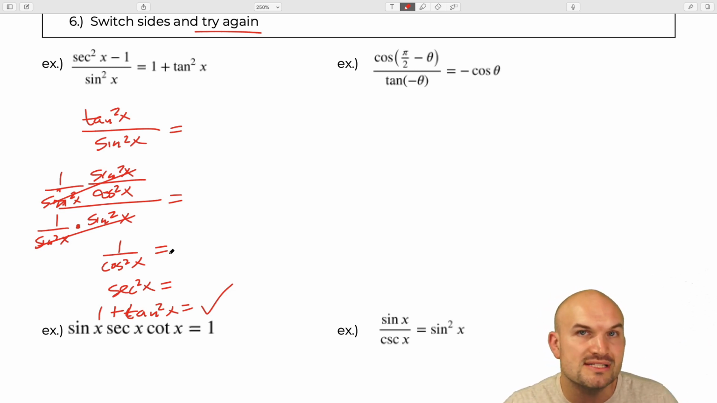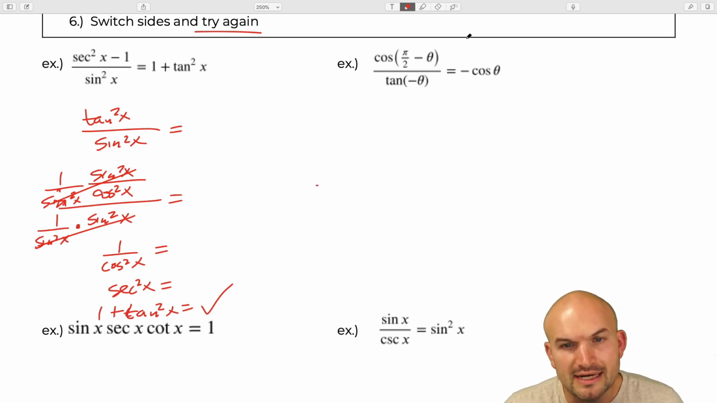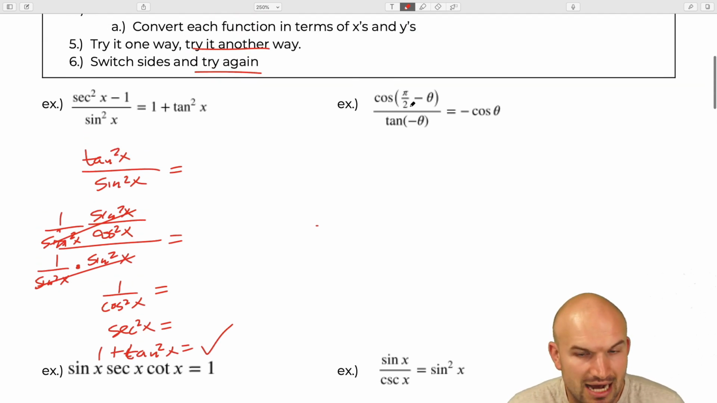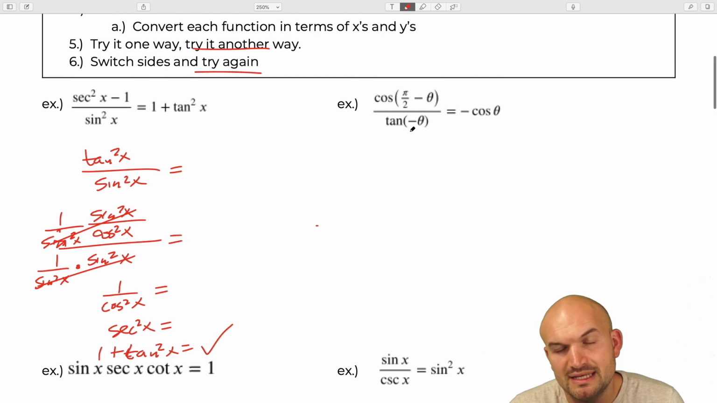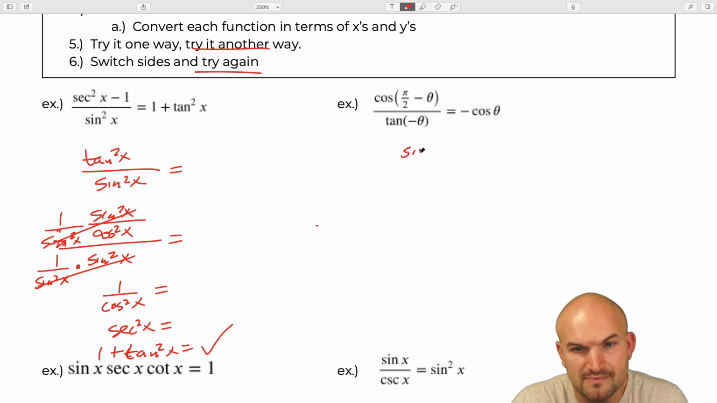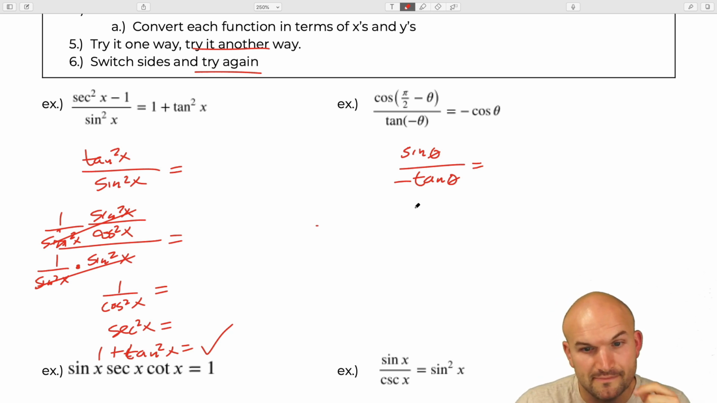We just stayed on one side at a time. Now in this next example, again, we're going to want to choose the left-hand side. You can see it's obviously more complicated than the right-hand side. And obviously I see the pi halves minus theta, that tells me the cofunction identity, and this tells me the even-odd identity. So the cofunction of cosine is going to be sine of theta, and then this is going to give me a negative tangent of theta equals, again, we're trying to find a negative cosine of theta.